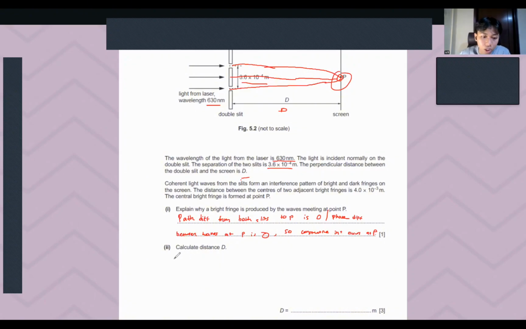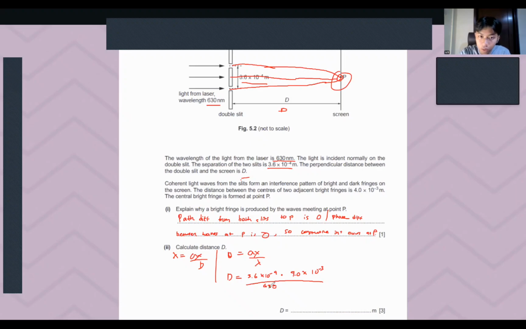So the next question, we need to calculate distance D. So we know the equation that wavelength is equal to a times x over D, right? And a is the separation of the two slits, and x is just the distance between two fringes. So D is equal to 3.6 times 10 to the power of negative 4 times 4.0 times 10 to the power of negative 3 over wavelength 630.